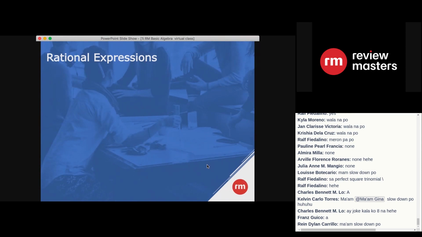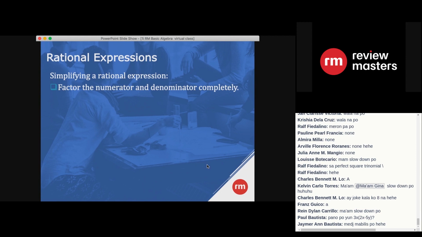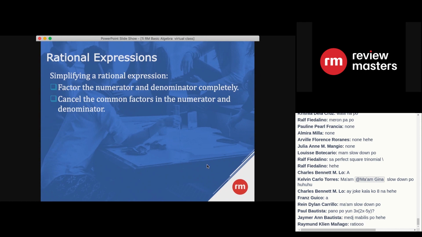Rational expressions. Simplifying a rational expression. Kailan ba natin malalaman na rational yung expression natin? So, it is expressed in terms of a ratio. So, may numerator ka, meron ka ding denominator. The first step in simplifying a rational expression is that you factor the numerator and denominator completely. Okay? And then, you cancel the common factors in the numerator and denominator.